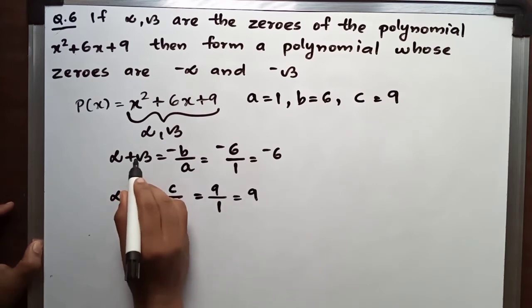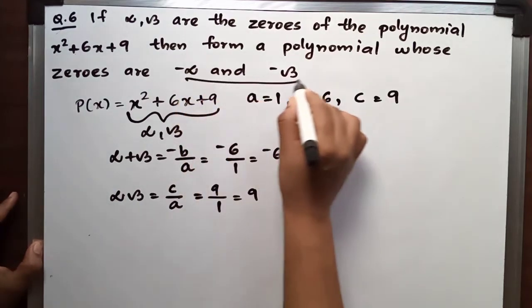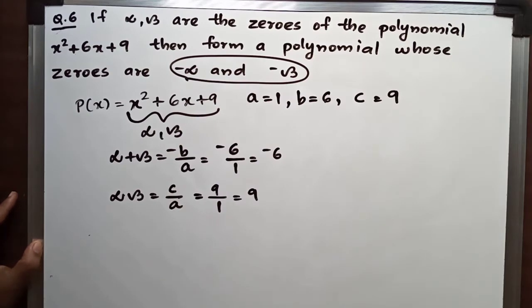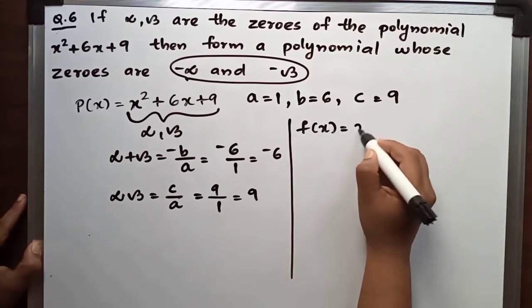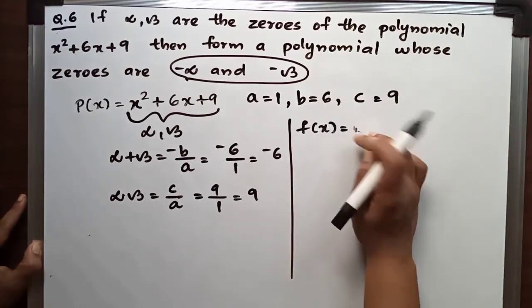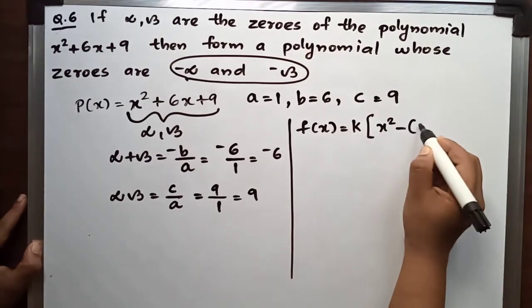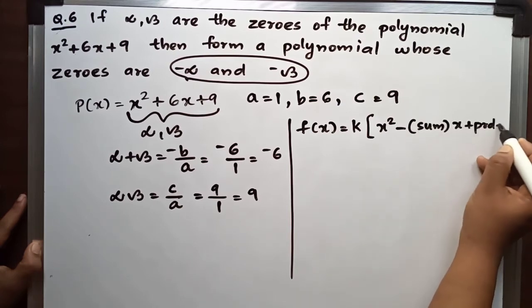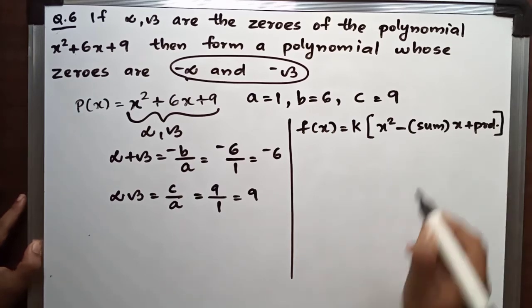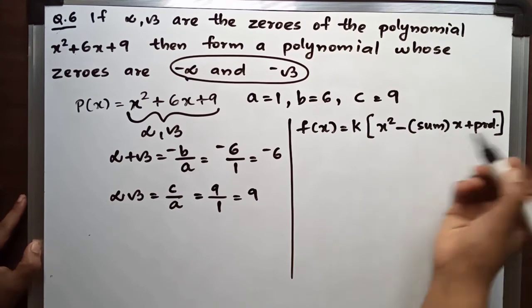So we got alpha plus beta and alpha beta. And we have to find a polynomial whose zeros are minus alpha and minus beta. So the required polynomial, let it be f of x. The required polynomial is k into x square minus the sum of zeros into x plus the product of zeros of the polynomial.